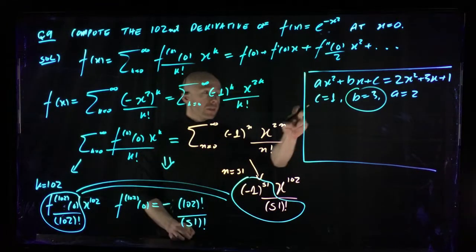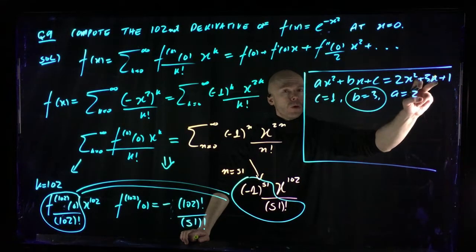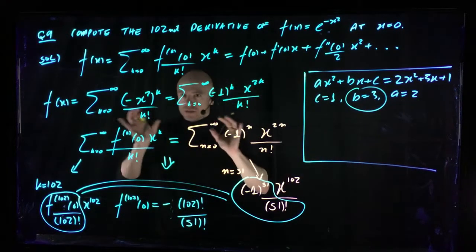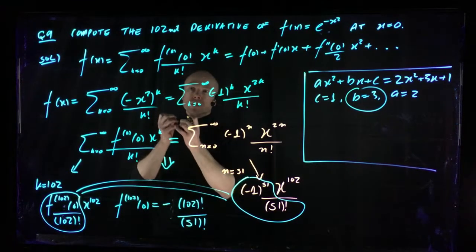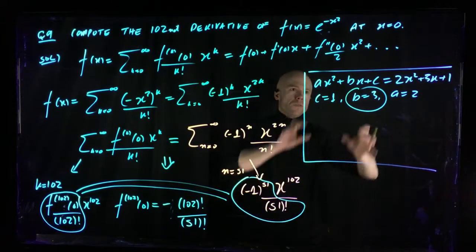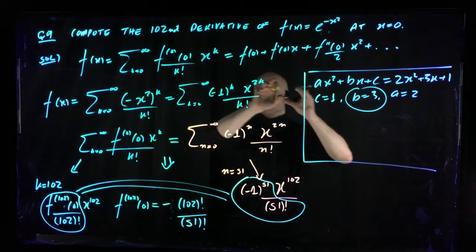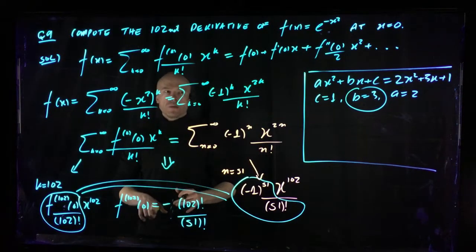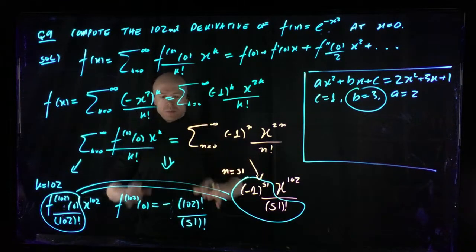The only difference is that this is a quadratic, and the power of x is 1. This one is a power series, and the power of x we're interested in is 102. But the principle is exactly the same. If you're happy that you can deduce b equals 3, there's nothing different here. This might look like a harder problem. There's more symbols, but it's the same thing.